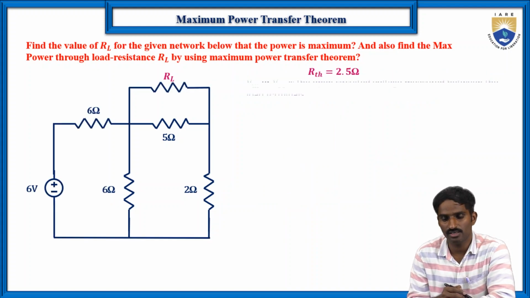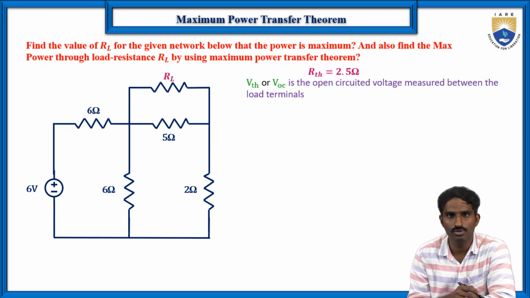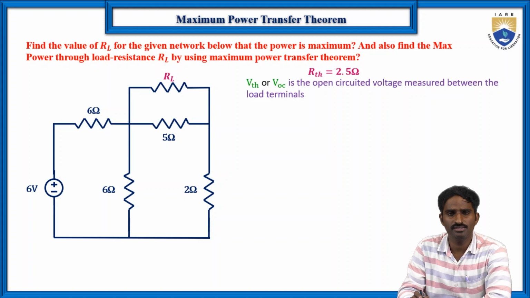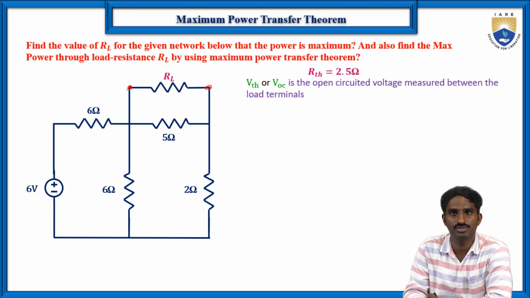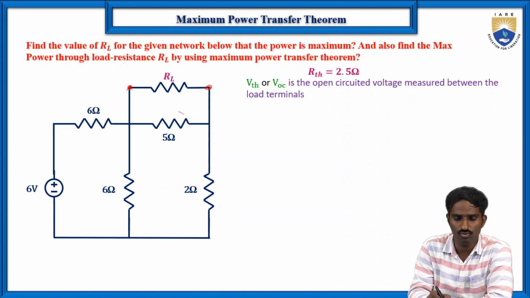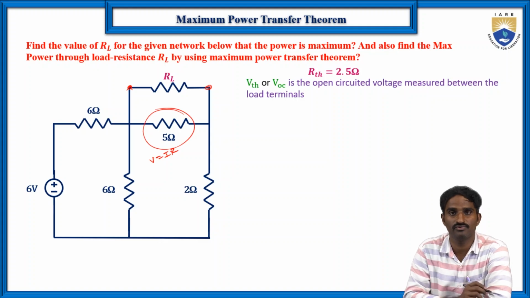So further we need to find the VOC or V Thevenin's also. As we know, VOC is the open circuit voltage across the load terminals. So let us open here. Now we need to find the V Thevenin's or VOC, which is nothing but the open circuit voltage across the load terminals. So we should open these two terminals and find the voltage across them. Across these two terminals means the voltage across the 5 ohms resistor. If we know the current flowing through the 5 ohms resistor, then we can find V equal to I into R, the voltage across the 5 ohms resistor.